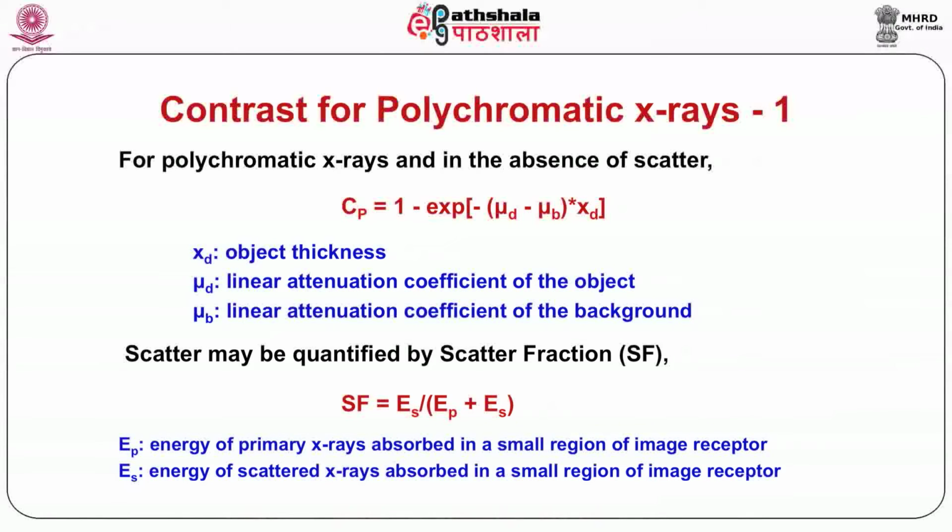A scatter fraction, which is generally written as SF, is equal to ES upon EP plus ES. Here EP is energy of primary X-rays absorbed in a small region of image receptor and ES is energy of a scattered X-rays absorbed in a small region of image receptor.